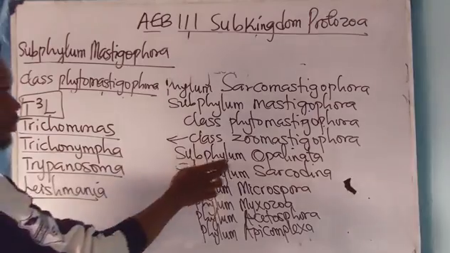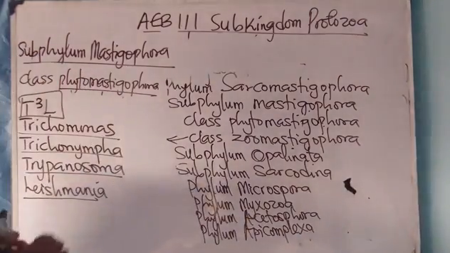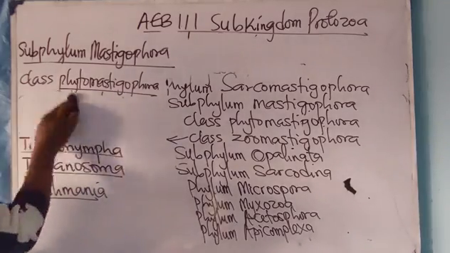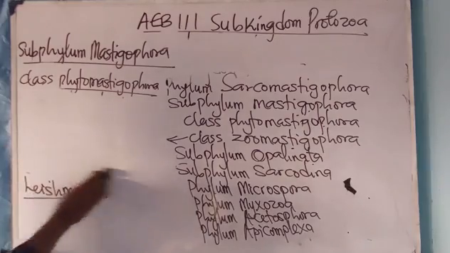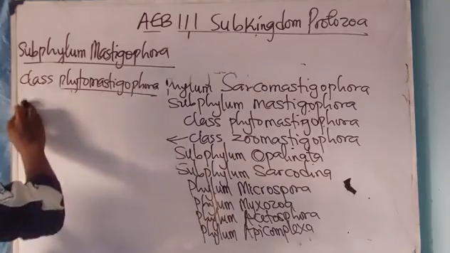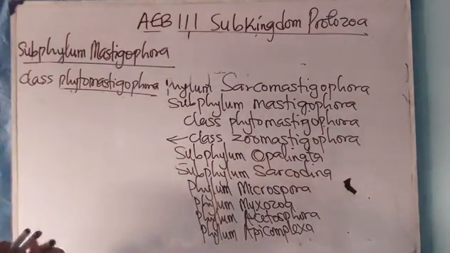The next one is Subphylum Opalinata. Opalinata is a subphylum where the organism is parasitic. All right, Opalinata.